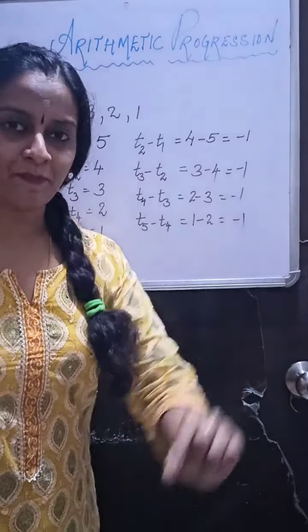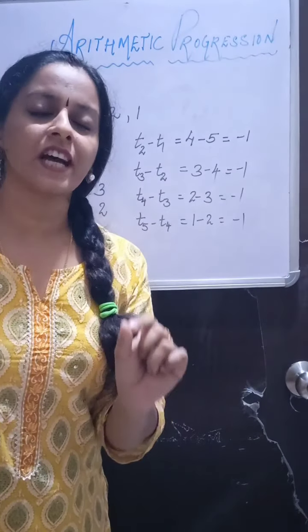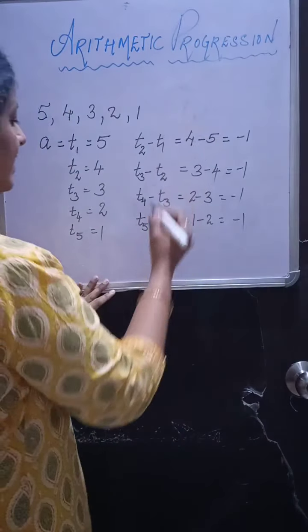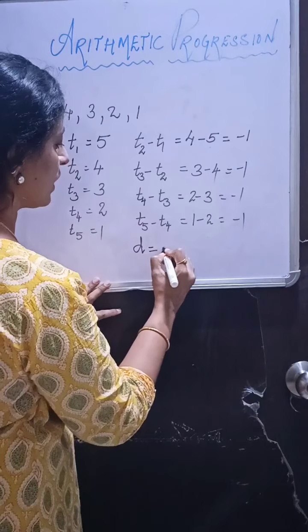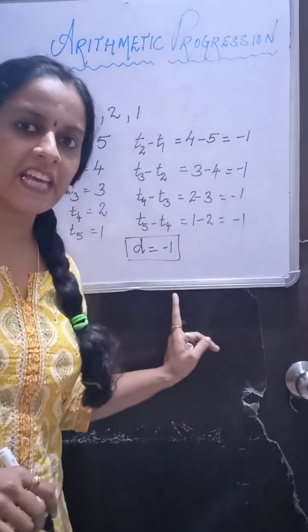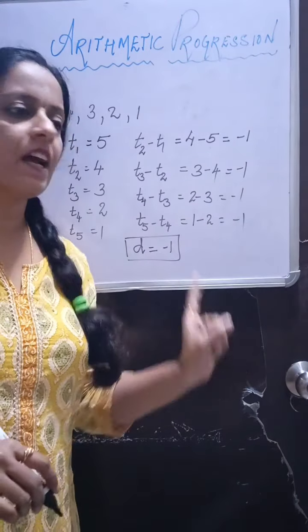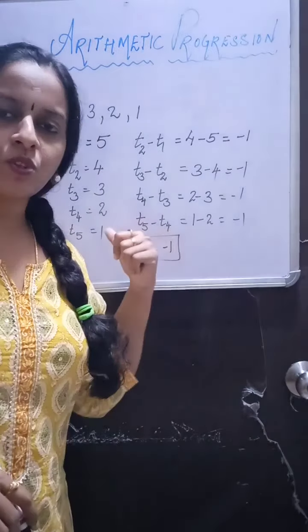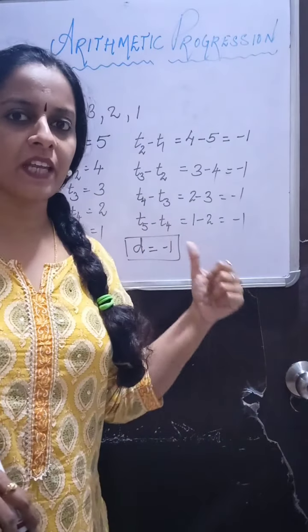The difference is the same. This term we call the common difference and the symbol is D. D is equal to minus 1. This is called the common difference, or the symbol D. We will use small letter d as minus 1. Same. So these numbers follow an arithmetic progression.